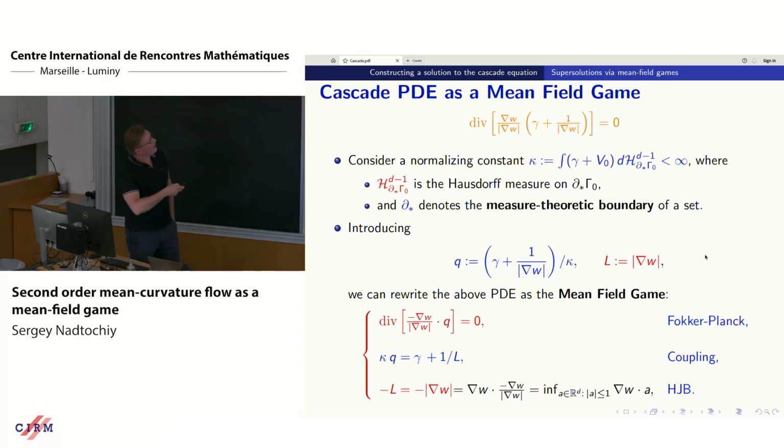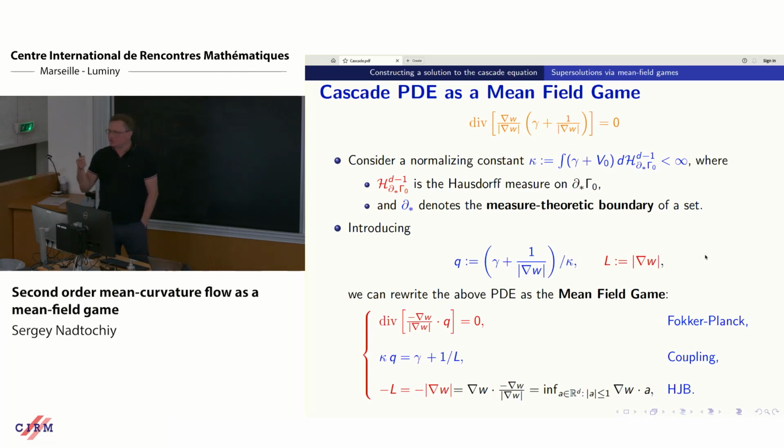If we introduce this change of variables, purely symbolic, just introduce this quantity called Q and plug it back into this equation, I get a Fokker-Planck equation, a trivial stationary version of the Fokker-Planck equation. Translation along this vector field, but it's stationary, right? Now introduce L, which is the absolute value of the gradient of W, and recall the definition of Q, it gives me this equation. So Q is coupled with L. And now I recall the definition of L, I realize that's actually an HJB equation. And in fact, it's a very famous HJB equation, it's an eikonal equation.